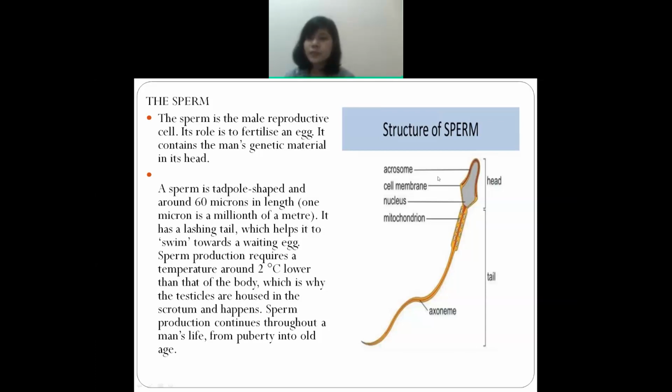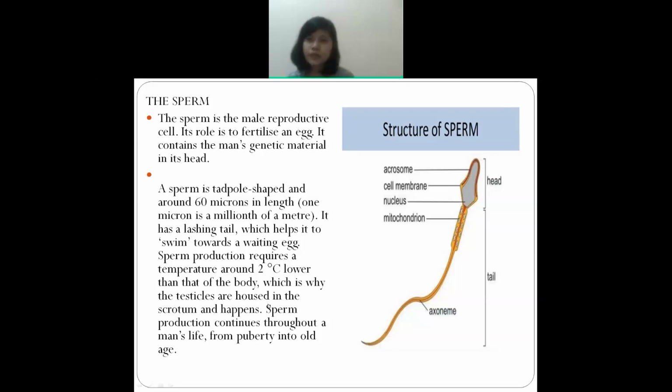So this is the sperm. This is the structure of the sperm. I'm showing you only one. This is the head part. This is the tail. This is the nucleus, and this is the cell membrane. For you, only all these parts are important: the head, the tail, cell membrane, and the nucleus.